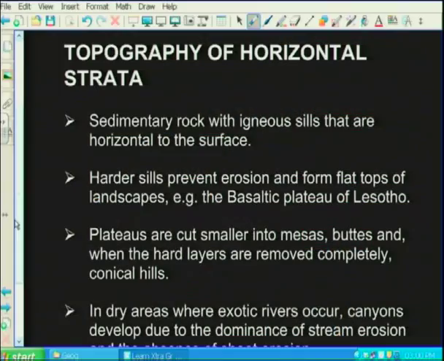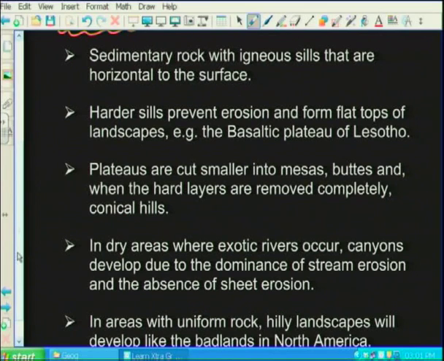So our first type, as mentioned earlier, is horizontal strata. And like I've mentioned before, horizontal means that it is lying in almost parallel layers to the Earth's crust. According to the notes that we can read, it says sedimentary rock with igneous sills that are horizontal to the Earth's surface. The fact is that they are lying flat and parallel, therefore we give them the name horizontal.